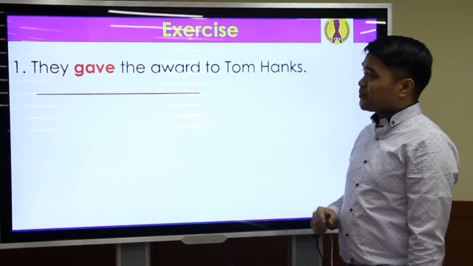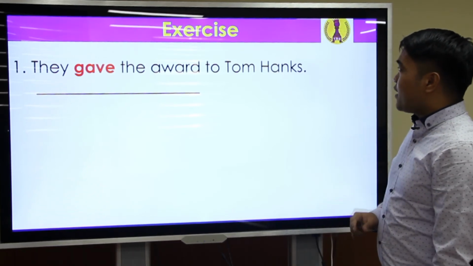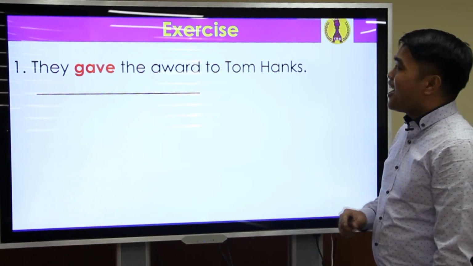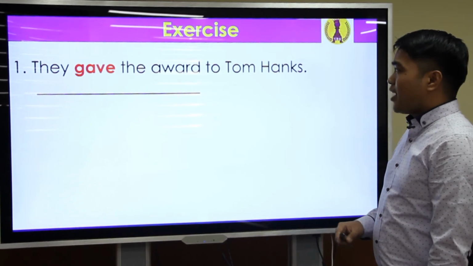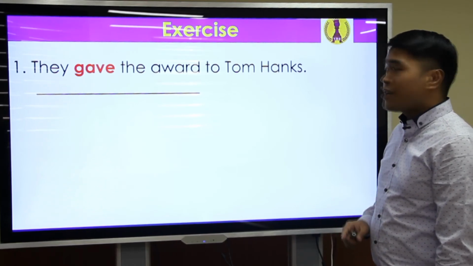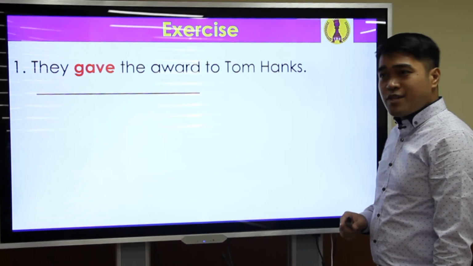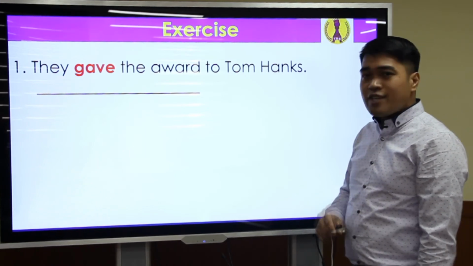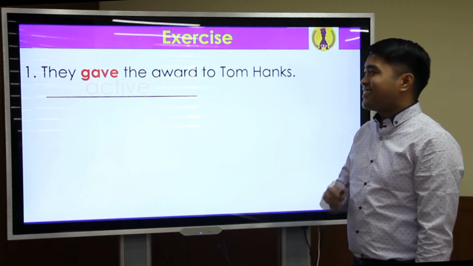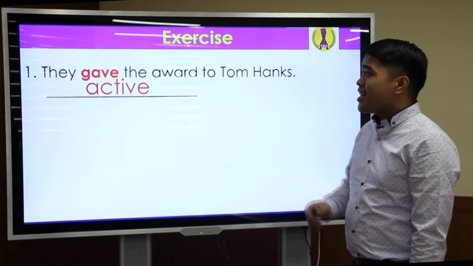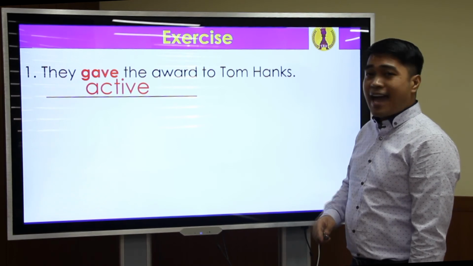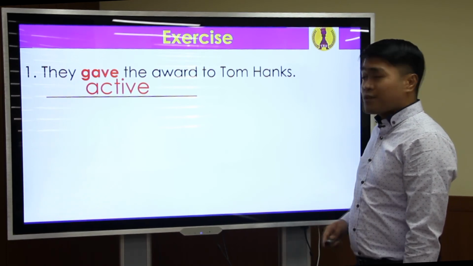Sentence number 1. They gave the award to Tom Hanks. You know Tom Hanks? Yeah. They gave the award. So, the subject is they. Verb is gave. Tom Hanks is the object. So, what is this? Active voice or passive voice? 3, 2, 1. Active voice. Because the subject is they. Alright? And it is doing the action of giving the award to Tom Hanks.